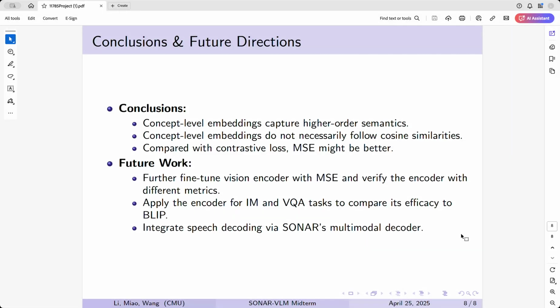For future work, we plan to fine-tune a vision encoder with MSE instead and verify the encoder with different metrics. We plan to apply the encoder for image captioning and VQA tasks to compare its efficiency to BLIP, and we plan to integrate speech decoding also via SONAR's multimodal decoder.